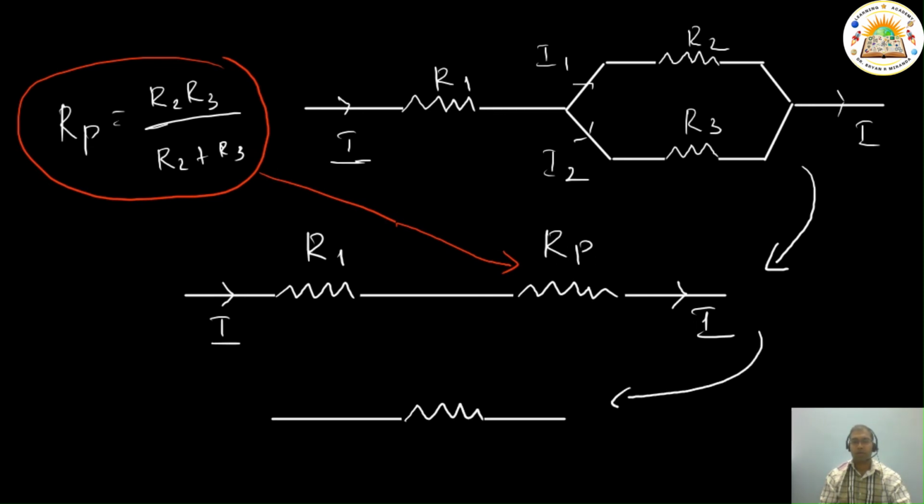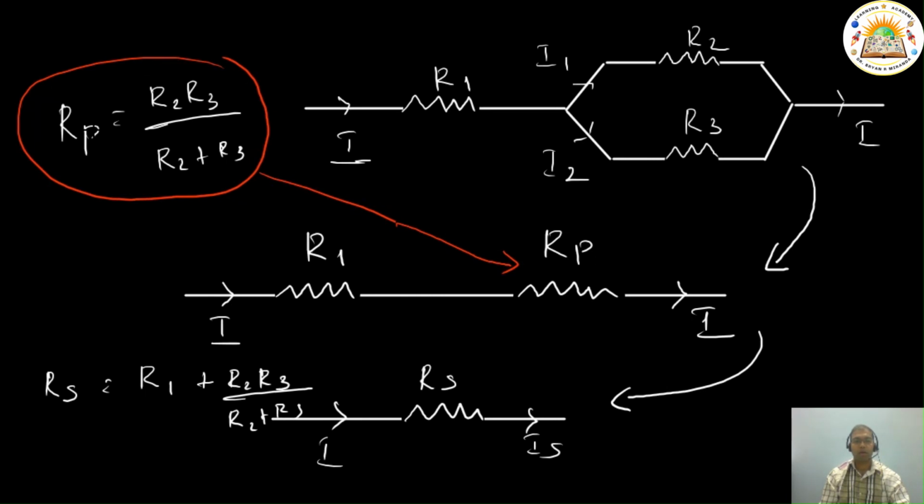So you can see that from a complex circuit which had series and parallel combination, we reduced it to a simple circuit which had series combination, and finally we further reduced it to a combination like this. So we don't have two resistances anymore. So what is RS here? RS would be nothing but R1 plus R2 R3 by R2 plus R3. So we've got one simple circuit at the end of this simplification.